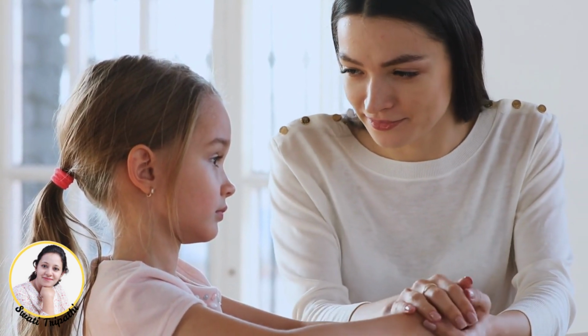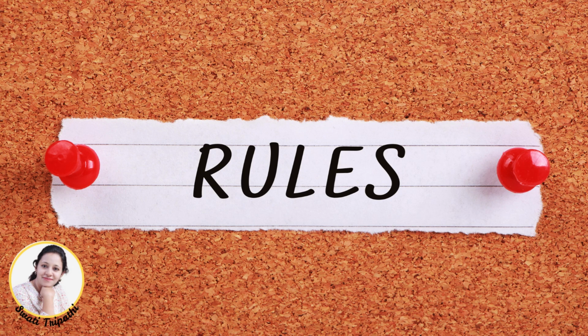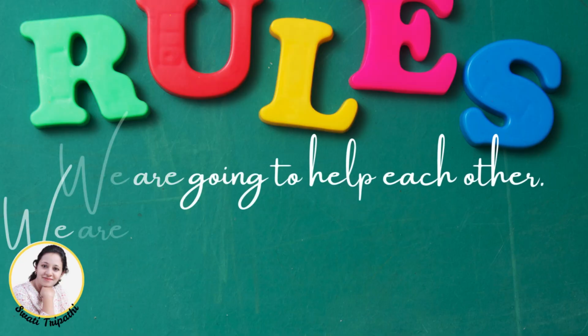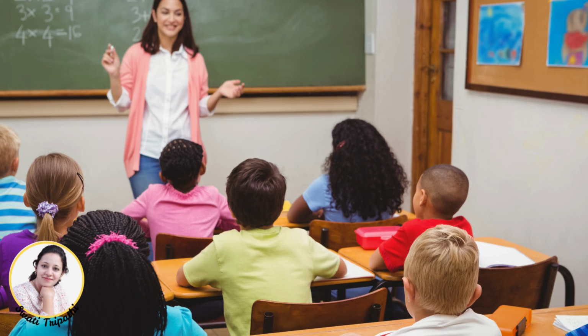So basically in behavior management, if you have small students, you need to make certain rules for your class. We are going to help each other. We are going to use the magic word. We are going with sharing. Start your day with a smile. Some basic rules you can make for your class, and ask your students to use them and do it on a daily basis. It's their responsibility, not your responsibility.